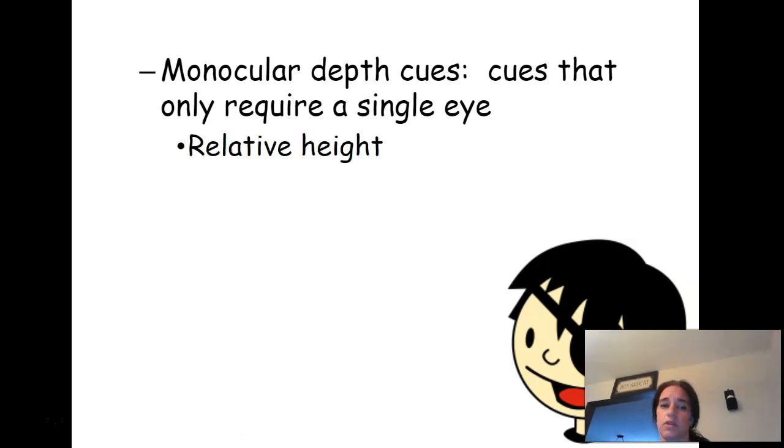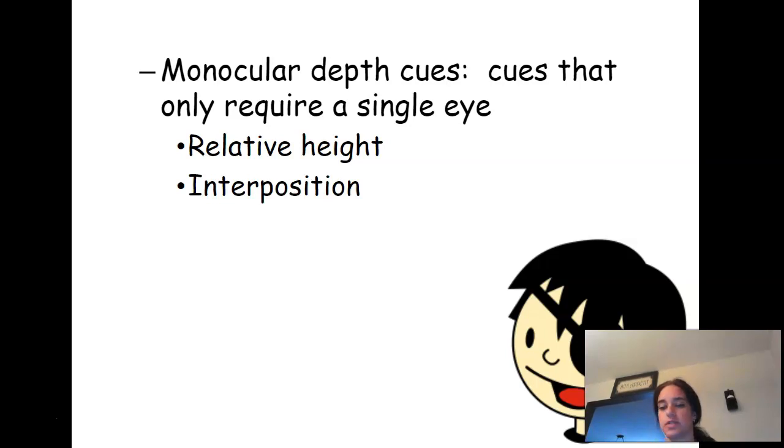So the first thing that we look at when it comes to monocular depth cues is called relative height. In the absence of all other cues, the size of the object will be used to tell you depth. So we assume that bigger objects are nearer, or objects that are higher on the plane are further away than those that are nearer to us.